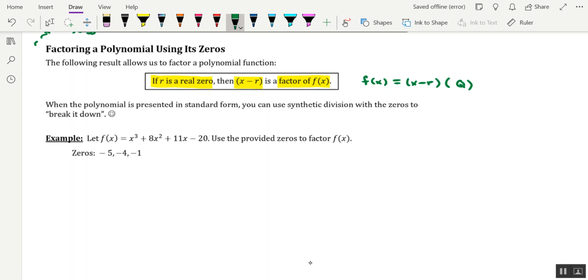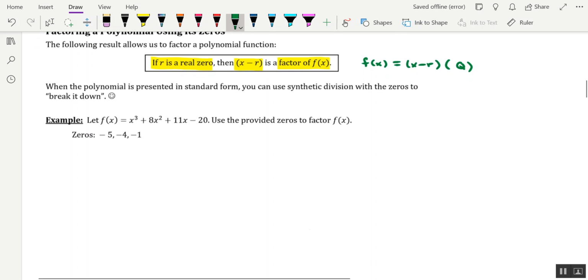And depending on the degree, we might use more and more zeros to continue breaking the quotient polynomial down until we get to a point where we can fully factor the rest of the polynomial function.